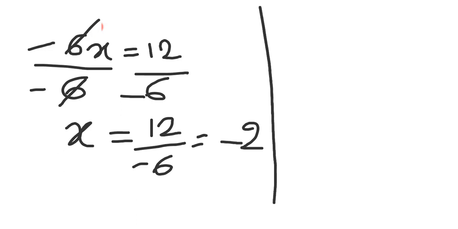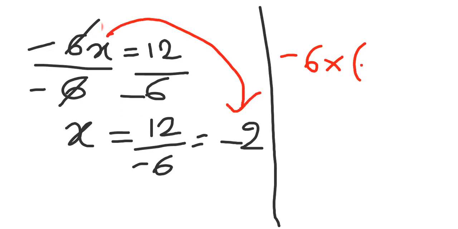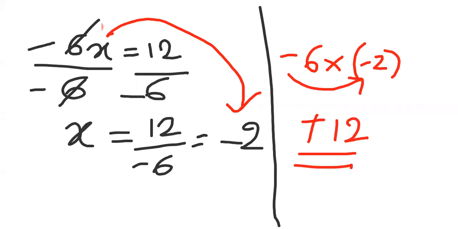Shall we check the answer? Here see. Minus 6 into, if x is minus 2, I can write here minus 2. Minus into minus plus, 6 into 2, 12. So our answer is correct. So when negative symbols are there, you have to do it this way.